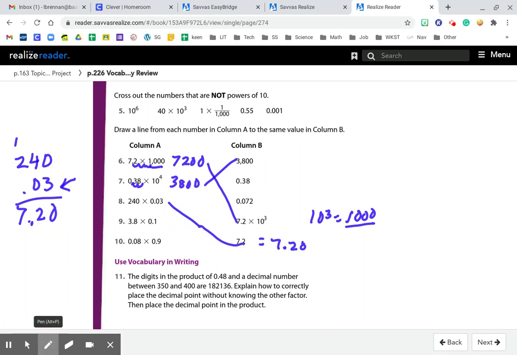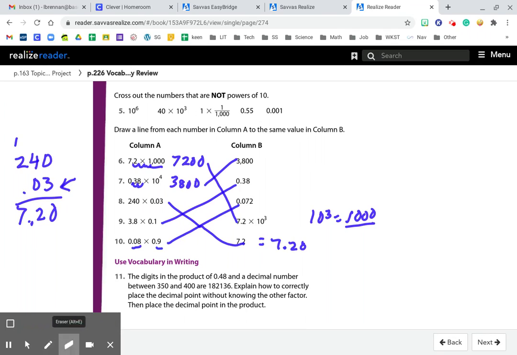All right, 3.8 times 0.1. So 0.1 is a power of 10, and it's going to tell me to move the decimal to the left one place. So we have 0.38, and the last one, 8 hundredths times 9 tenths. 8 times 9 is 72, and I know because my factors have 3 decimal place values, I'm going to have 3 in my answer. So there we go.